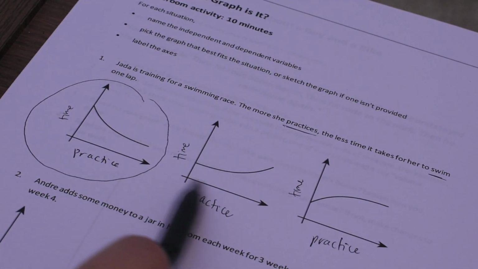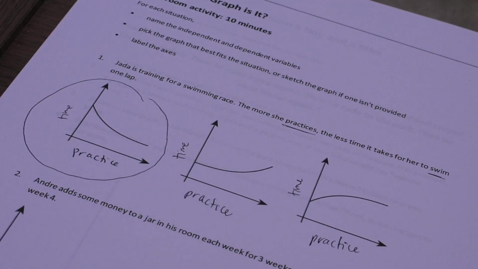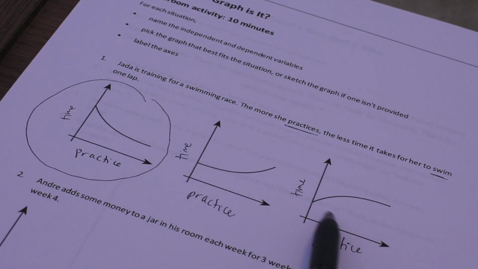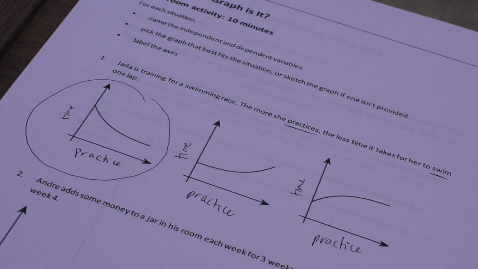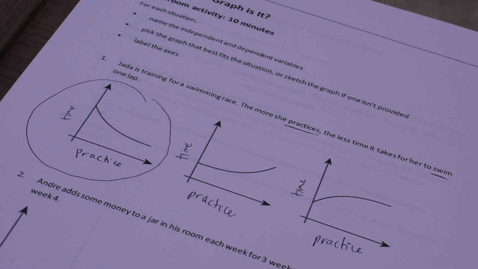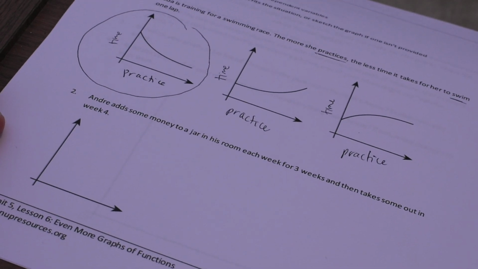Over here, it's saying the more she practices, the more time it takes her to run. And this one's saying the same thing. It's increasing. So it doesn't make any sense. So let's look at question 2.